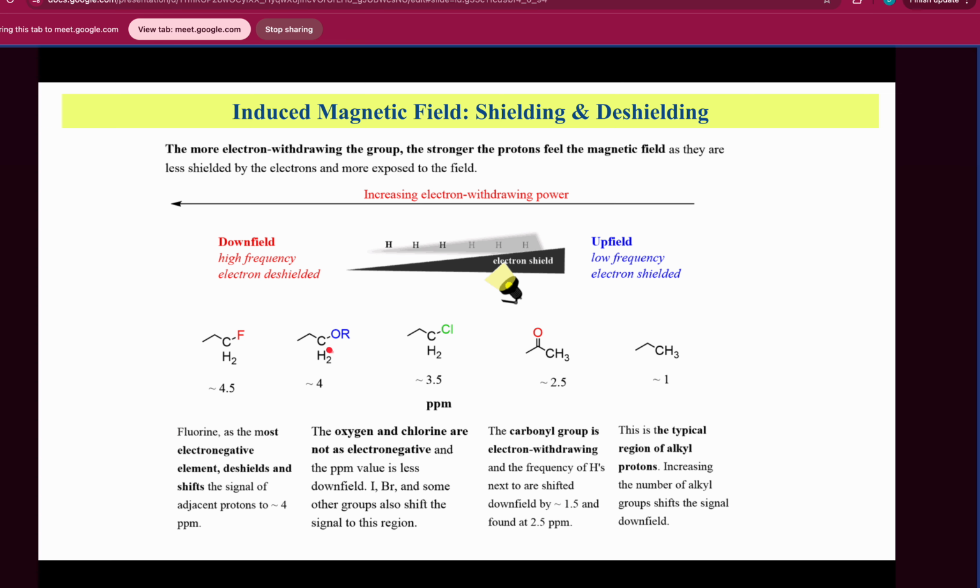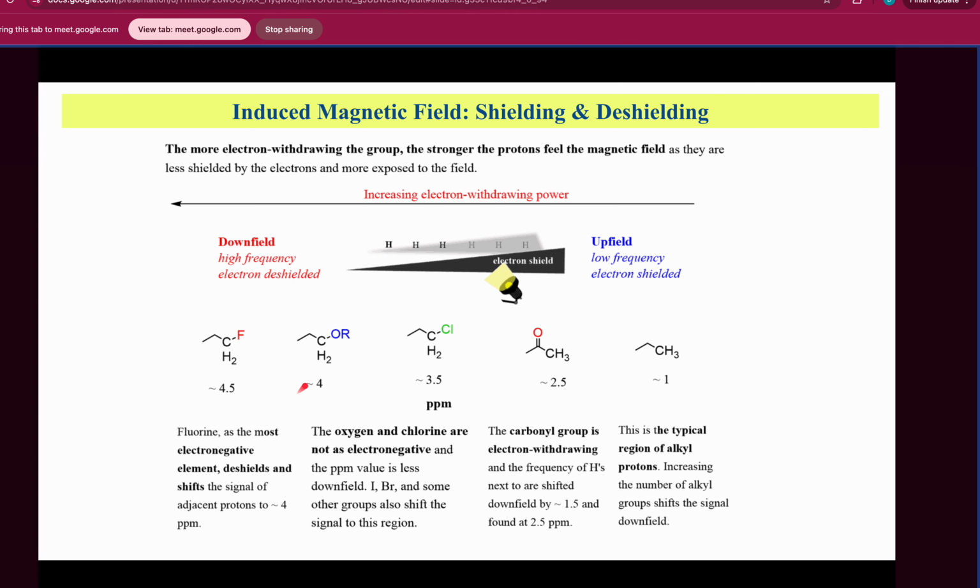Whereas in both of these cases, we have OR and chlorine. So oxygen and chlorine are not as electronegative, and the ppm value is also less downfield. Iodine and bromine are some of the groups which shift the signal towards downfield because they have high electronegativity. Okay, so now fluorine is the most electronegative element. So it is de-shielding and shifting the signal of the adjacent protons to 4 ppm.